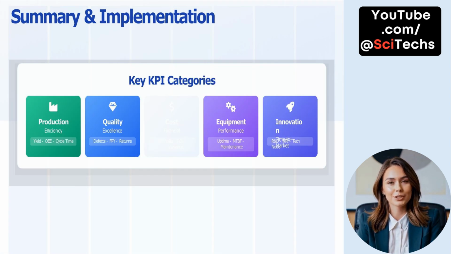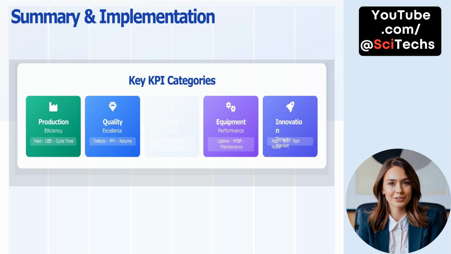Summary and implementation. To ensure operational excellence and drive continuous improvement, organizations must track 5 key categories of KPIs. The first is production efficiency, which includes metrics like yield, overall equipment effectiveness, OEE, and cycle time. These indicators help evaluate how well production lines are performing and where delays or inefficiencies may occur. Improving production KPIs leads to faster throughput and greater output per tool.